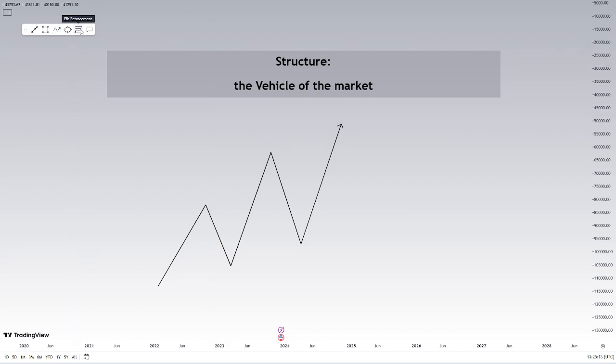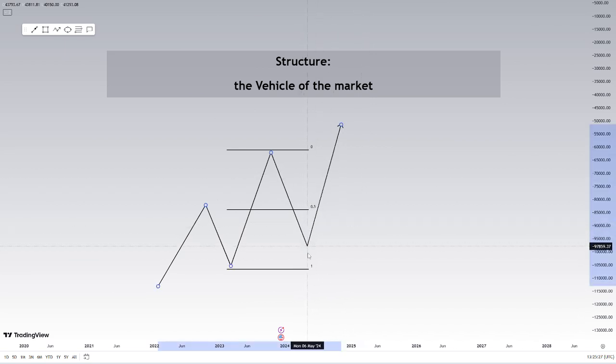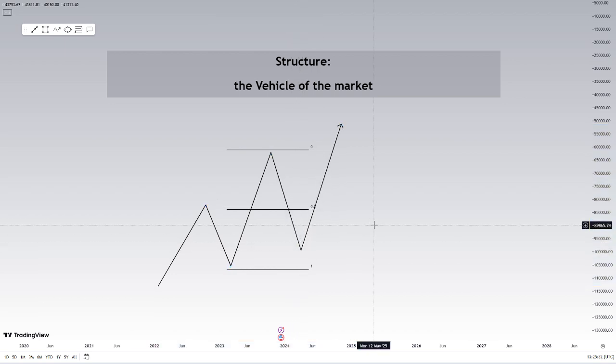So we're going to be using structure in conjunction with PD arrays, like premium and discount arrays. And how does that work? Okay, so what we do is we use the Fibonacci tool from the swing low all the way up to the swing high, right? Now we need to understand that we need to be buying in these positions below the 50% level, in the discount. So this is very important to understand.